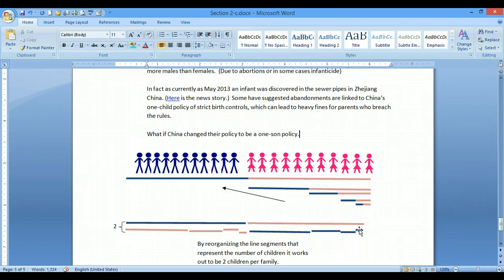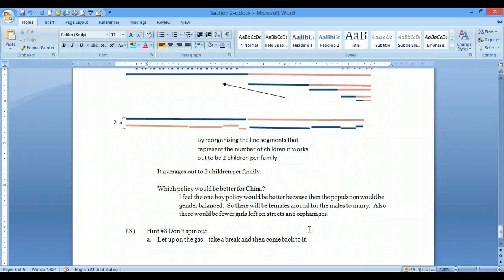So if they were to change their policy to be a one-son policy, it would be two children per family. That's what it would average out to be, versus the one-child policy, and it also balances the genders. So you wouldn't have as many infanticide and abortions of the female gender. All right, which policy would be better for China? I definitely feel the one boy policy would be better, and we just discussed why.